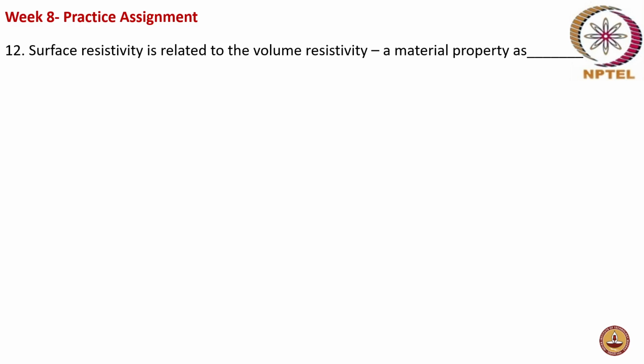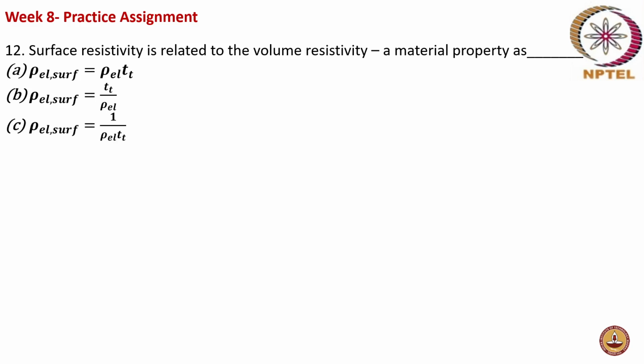Next question. Surface resistivity is related to volume resistivity, a material property. Is surface resistivity equal to volume resistivity into thickness, or is it thickness divided by volume resistivity, or 1 by volume resistivity into thickness, or is surface resistivity equal to volume resistivity by thickness? Which of these is the right relationship?